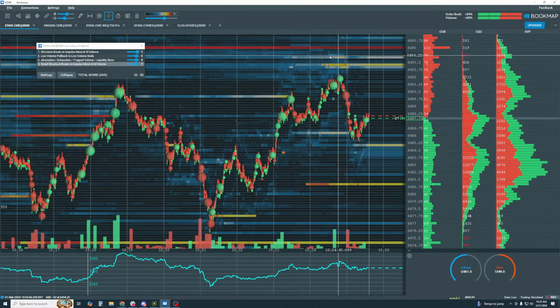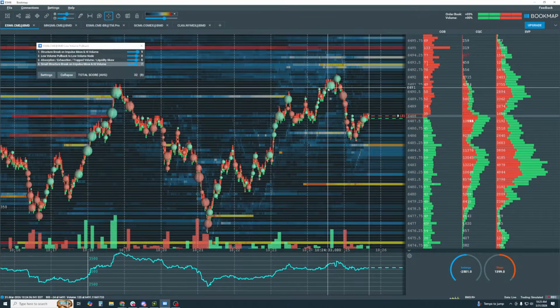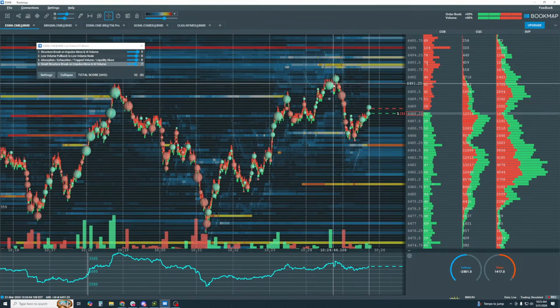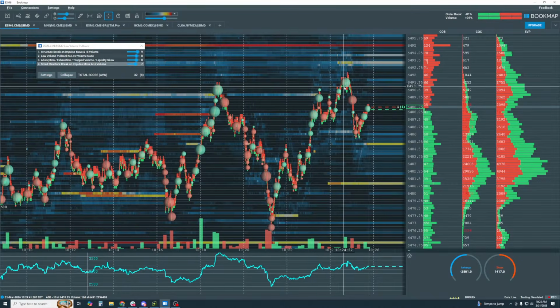Okay, so this is why I say we stay away from these kinds of setups in here, because we don't know. We only choose the good ones.